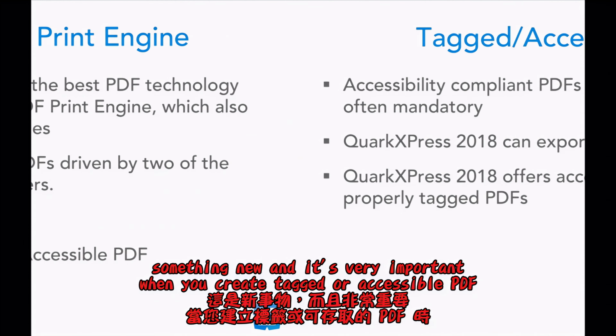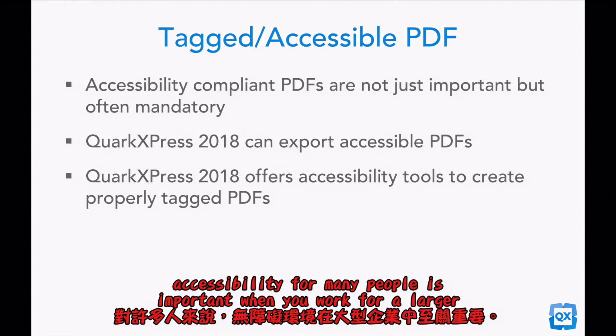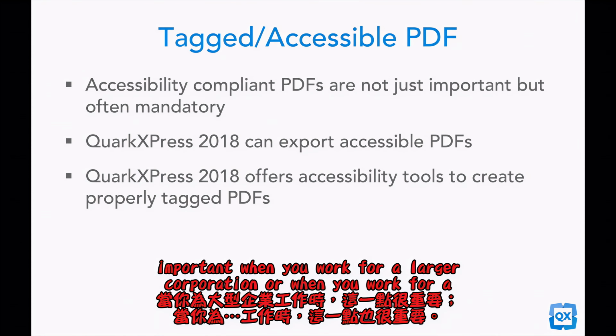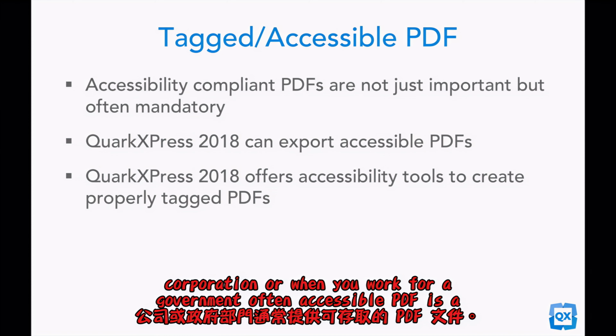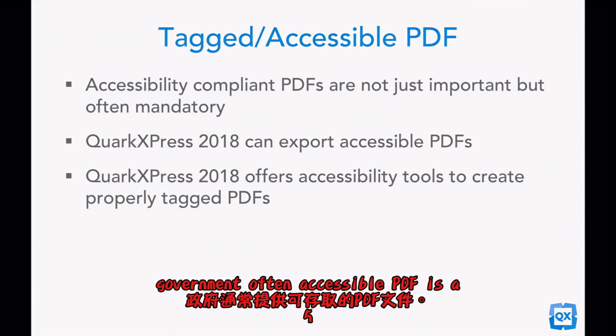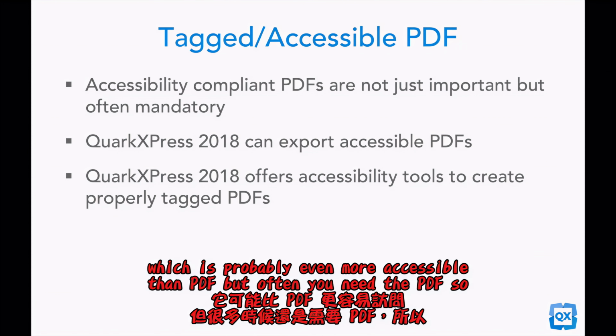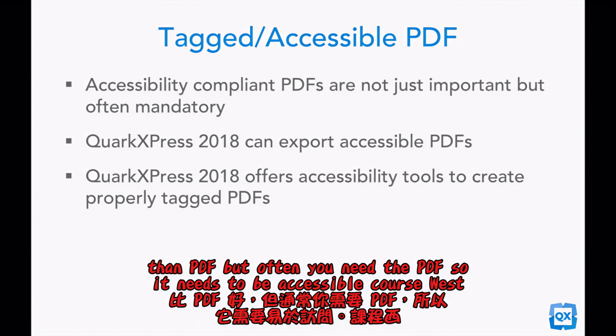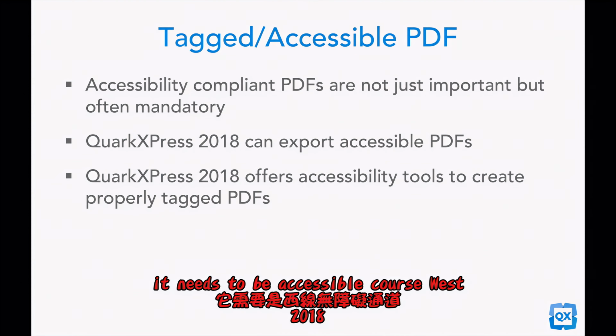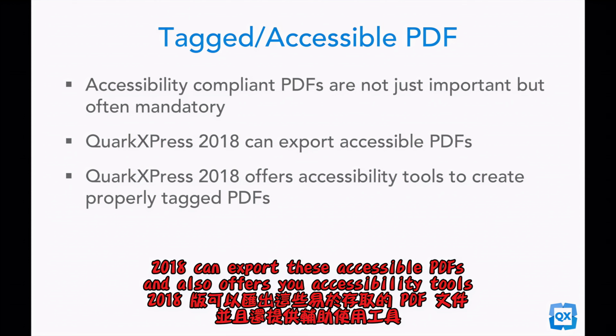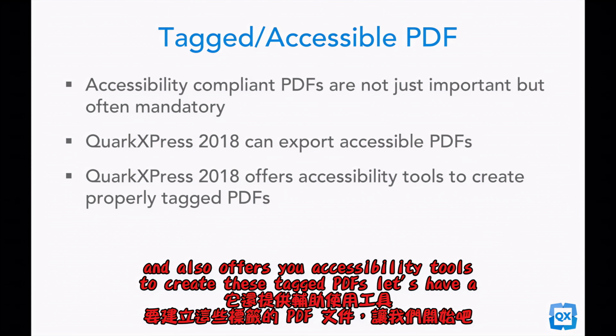And let's briefly talk about that. Accessibility for many people is important. When you work for a larger corporation or when you work for a government, often accessible PDF is a requirement. Sure, you could do HTML5, which is probably even more accessible than PDF, but often you need the PDF, so it needs to be accessible. QuarkXPress 2018 can export these accessible PDFs and also offers you accessibility tools to create these tagged PDFs. Let's have a look at how that looks.